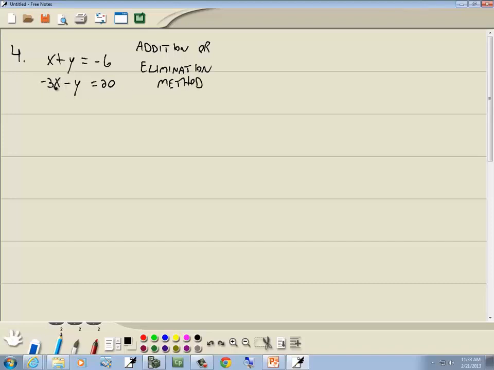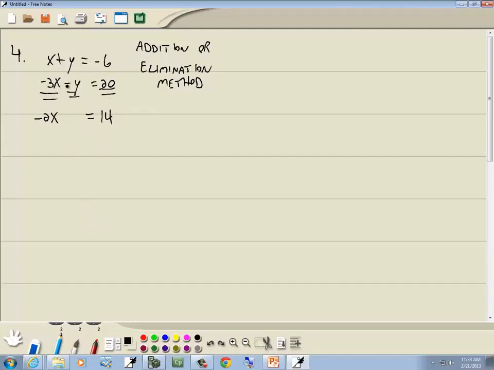Well, what we do is see how the x's are in the same column, y's are in the same column, and numbers are on the right side of the equals? We just combine together all the like terms. So we add these. x and negative 3x gives you negative 2x. y minus y drops away. Negative 6 and 20 gives you 14.